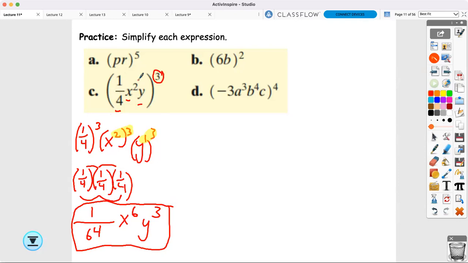Does everyone see how I did C? For this step, I'll do X to the 2 times 3, and Y to the 1 times 3 for that second step. All right, any more questions for C before I have you input your answer for D? Speak now, or think about a question and then feel free to ask me later.